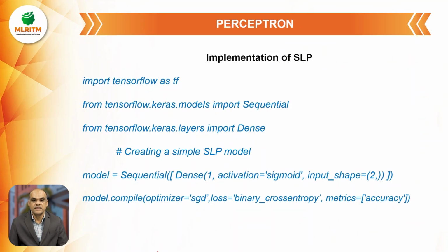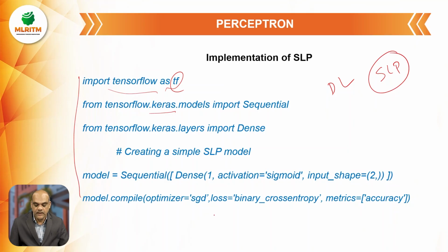So if you want to implement a single layer perceptron, this is a sample code I'm using here in Python. I'm using the standard deep learning libraries, TensorFlow as well as Keras. These two libraries I'm using for the deep learning implementation of the single layer perceptron. TensorFlow is for extracting features like deep learning. Then from Keras, I'm using the model called Sequential model.